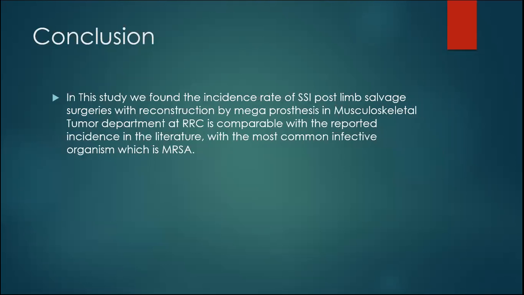So in conclusion, in this study, we found the incidence rate of surgical site infection post limb salvage surgeries with reconstruction by megaprosthesis in the musculoskeletal tumor department at Royal Rehabilitation Center is comparable with the reported incidence in the literature, with the most common infective organism being methicillin-resistant Staph aureus.